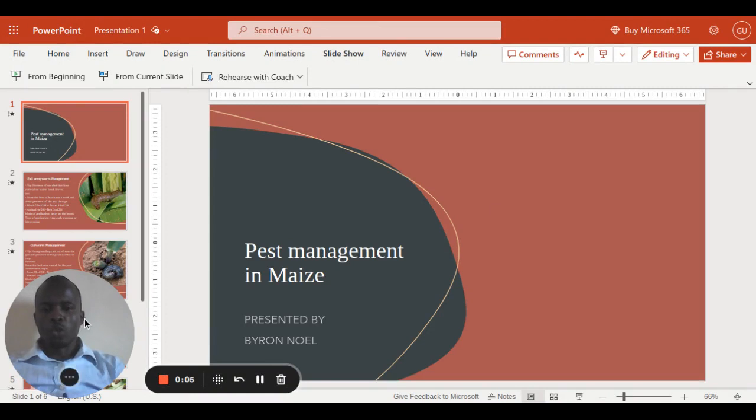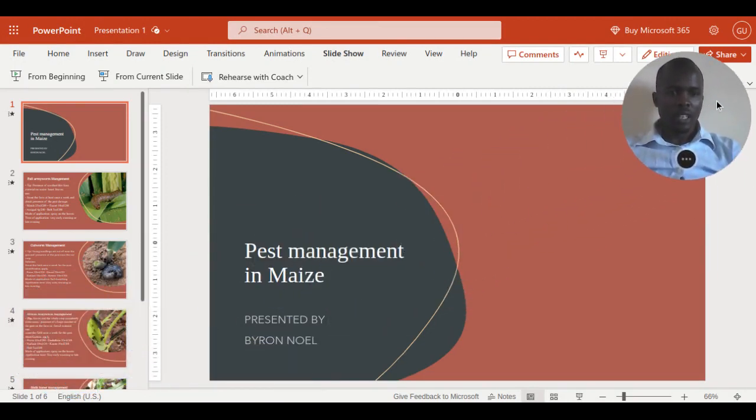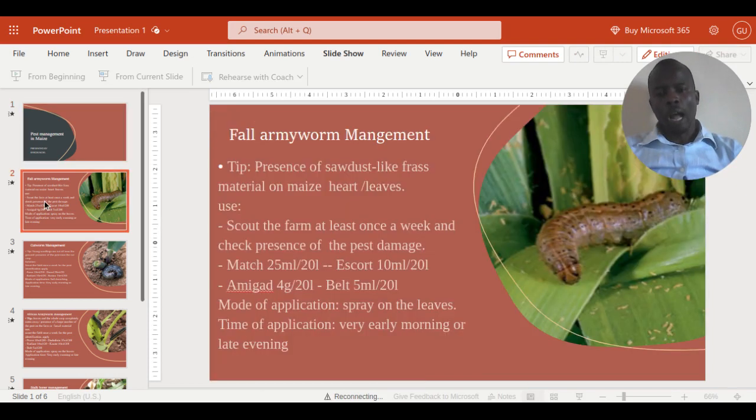I'm going to take you through pest management in maize. I want us to look at various common pests that affect maize, which insecticide you can apply to control each pest, and the signs and symptoms that you can see in crops, and state clearly that this is a symptom of such and such a pest. So to begin with, I want us to look at fall armyworm management.